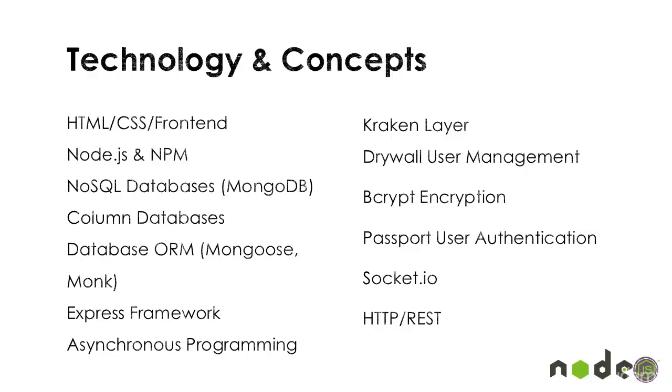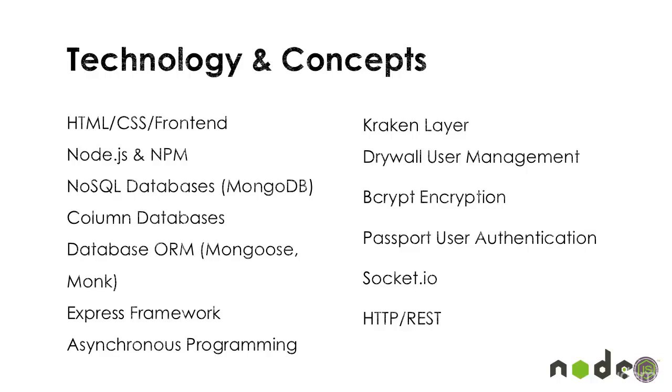Technology and concepts, I couldn't fit them all on the page. There's just so many. We're going to be dealing with a lot of front-end frameworks like Bootstrap, Kickstart, Foundation, obviously Node.js and NPM, NoSQL databases, especially MongoDB, which is a really scalable NoSQL database. We'll also be looking at a column database called Apache Cassandra in one of the projects. We're going to be dealing with different database ORMs like Mongoose and Monk. These are basically node modules that allow us to interact with the database.